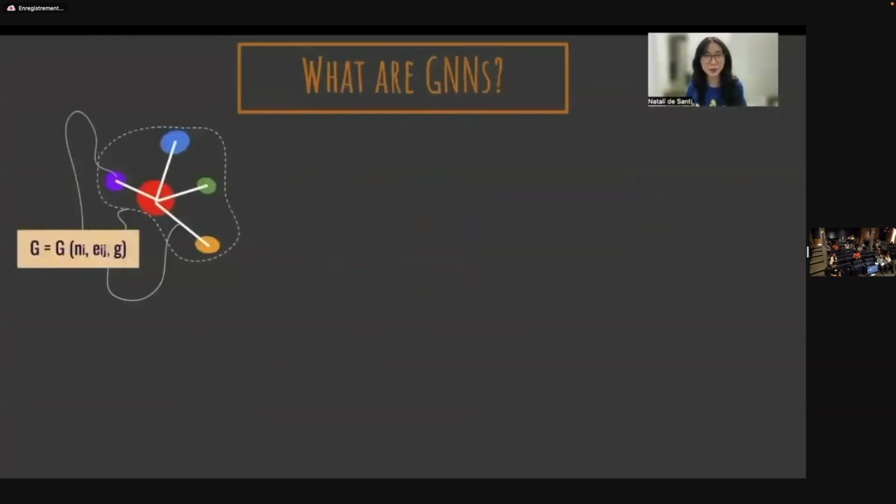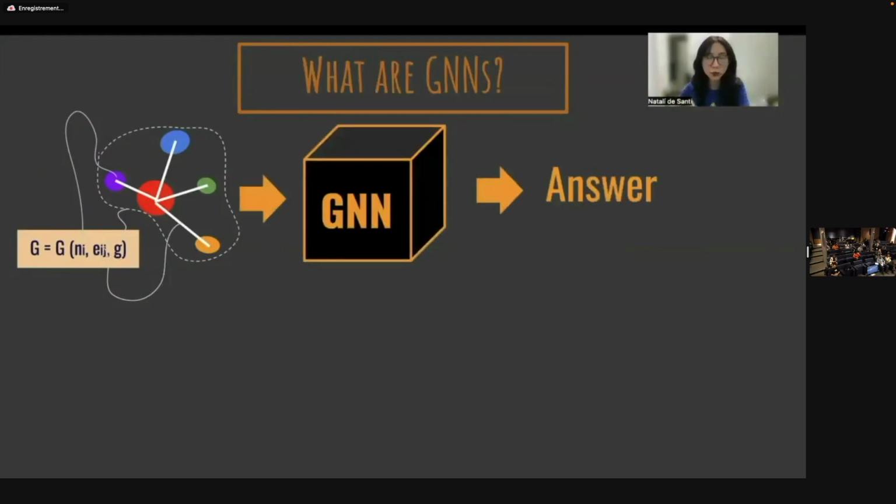But before talking about what graph neural networks are, I have to tell you what graphs are. Graphs can be seen in this other pictorial version here, where we have the nodes with the node attributes. So we describe graphs by this number, the node attributes. And then we have the edges, which are the connections between the nodes. And then we have the edge attributes. And the whole graph can have a global property, which is described by G here. So a graph is described by these three numbers. And then we use graphs to feed graph neural networks to get some answers.